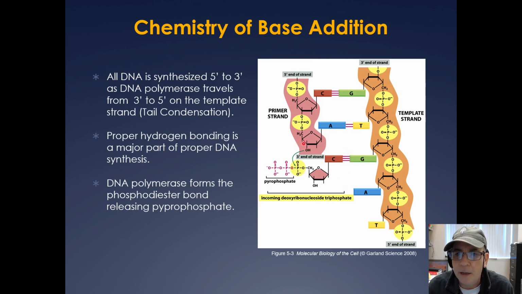And then on the growing DNA primer strand, you get addition at the 3' carbon with the phosphate of the incoming nucleoside triphosphate. And this actually forms what's called a phosphodiester bond. And in the process, it releases pyrophosphate. These are two phosphates connected together, basically. And so you get this pyrophosphate released, which then is broken down into two inorganic phosphate molecules.